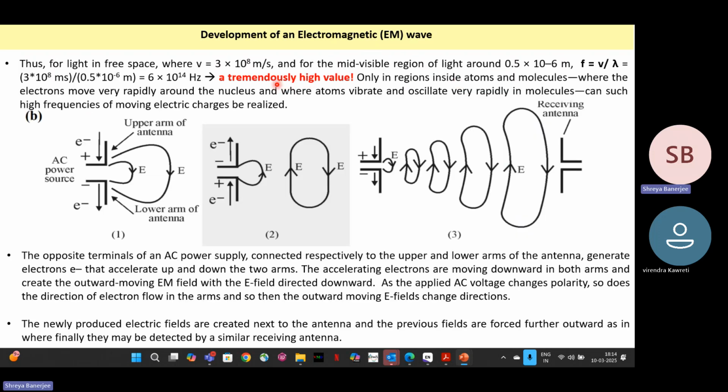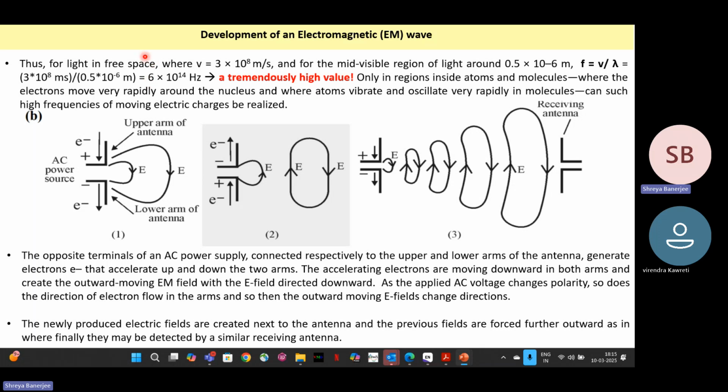And this kind of high frequency is only observed in regions inside atoms and molecules, where the electrons move very rapidly around the nucleus and the atom can vibrate and oscillate very rapidly. So only within atoms and molecules will you get a frequency of such high value. That is why, within atoms and molecules, electrons move at such high frequency.